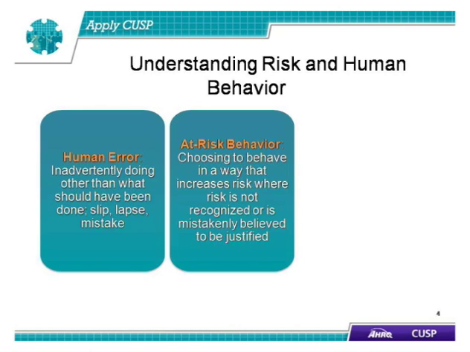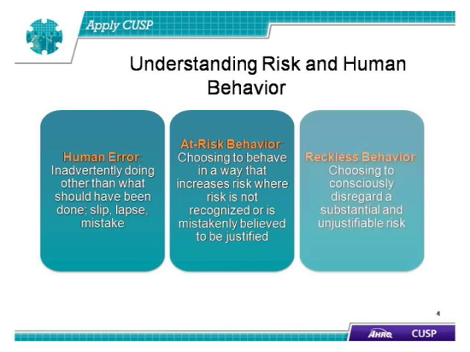And finally, the third category of behavior is called reckless behavior. Again, reckless behavior is a choice, much like at-risk behavior, but the distinction here is that the reckless choice is a conscious disregard of substantial and unjustifiable risk.